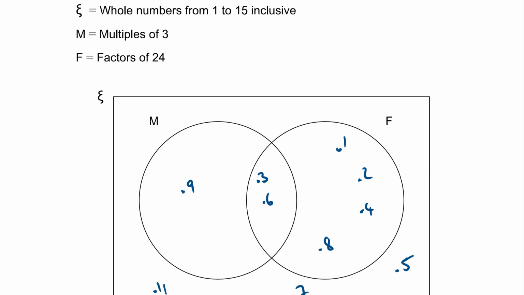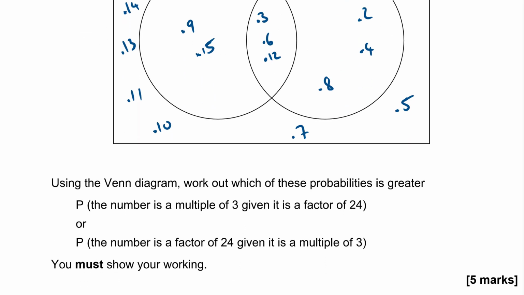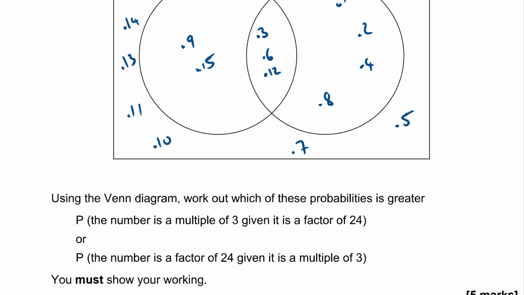10 is neither. 11 is neither. 12 is both. 13 is neither. 14 is neither. And 15 is a multiple of 3. Okay, so I've put all the elements in. Just double check I've got them all. 1, 2, 3, 4, 5, 6, 7, 8, 9, 10, 11, 12, 13, 14, 15. Okay, so now we can work out what the probabilities are then.